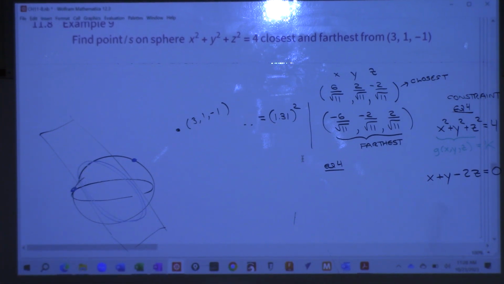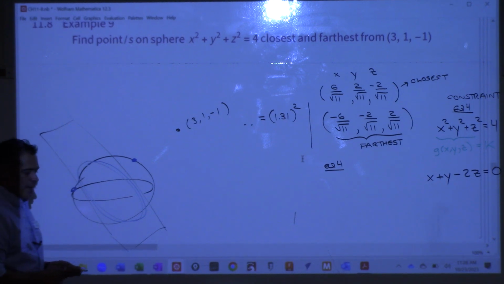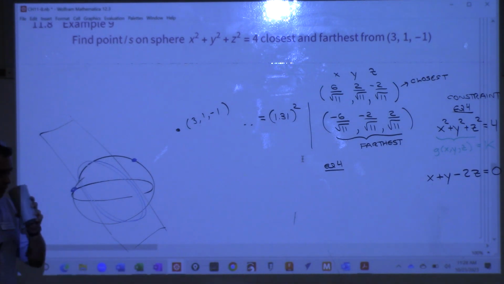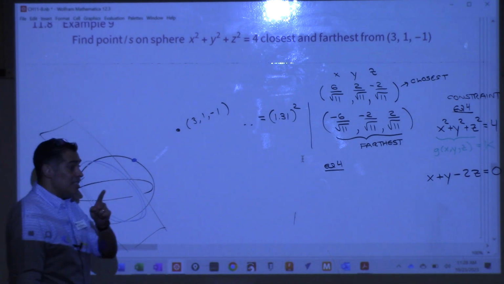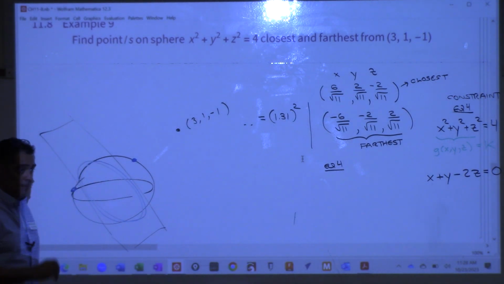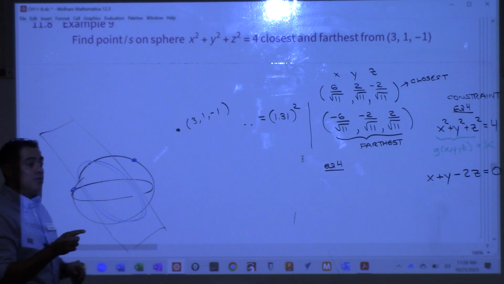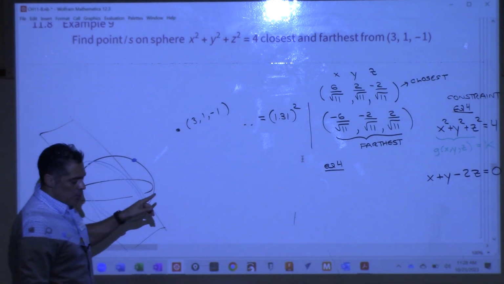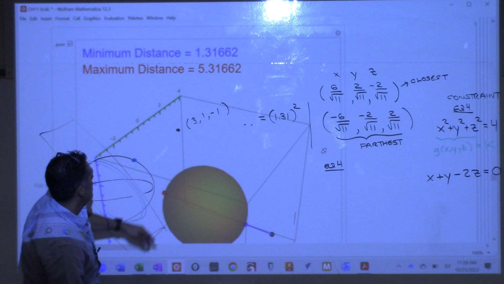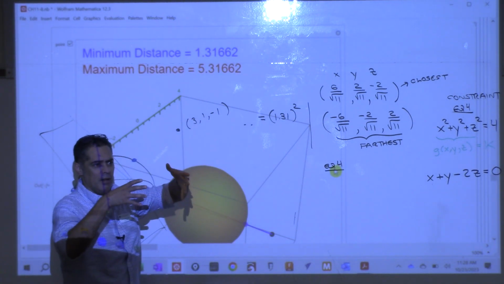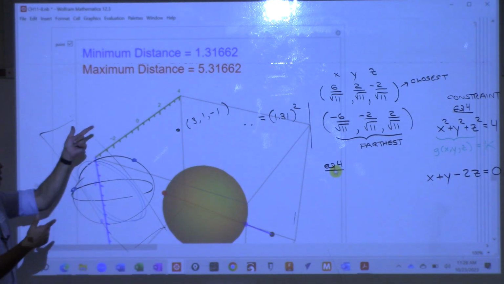Okay? Yes? Just real quick on the last one. For those 2 points, f of x, y, z is d squared. So do we have to square root that? If you wanted the actual distance, yes. But we just wanted the points. If it was asking for the distance, we would have to take the square root of those answers. Which is why, when I showed you my answer, these are the actual distances. I put those answers squared, because to find the distances you'd have to take the square root.